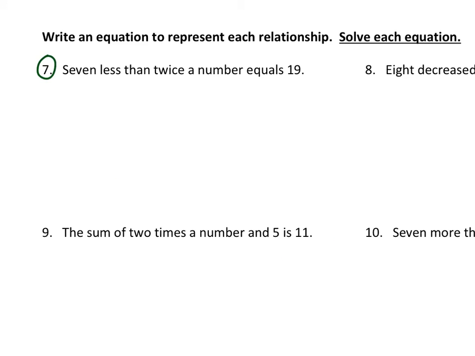So if we go down to number 7, let's read through. 7 less than twice a number equals 19. So I see equals right here. That tells me that that's where my equal sign is going to be. And then the only thing after that equal sign is 19. So I know my equation is going to equal 19. I need to work on everything that's ahead of that. So all of this.